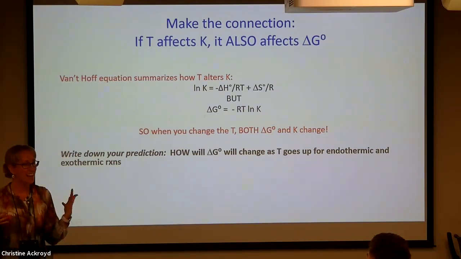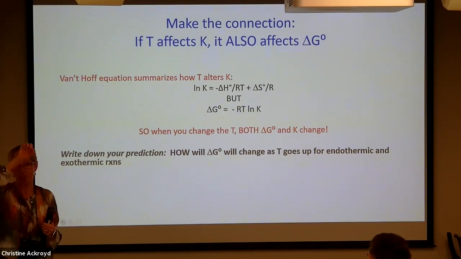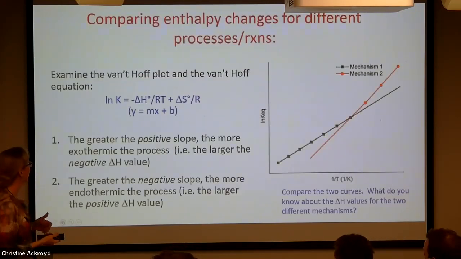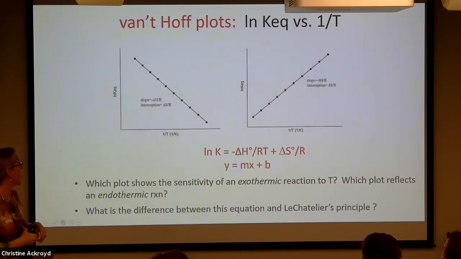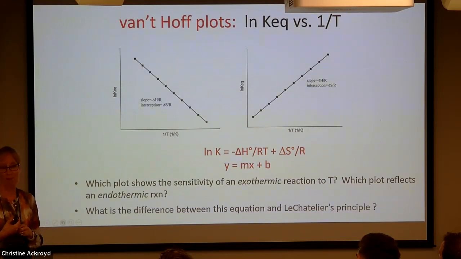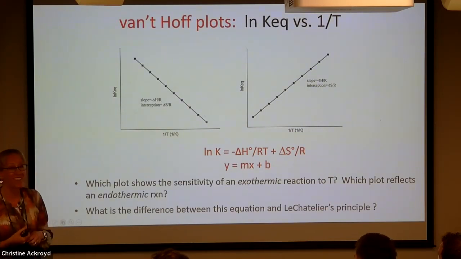That's a classic kind of test question, right? Where you have to track all the different connections. I could show you a Van't Hoff plot and ask you what happens to the sign of delta G naught as the temperature goes up or the temperature goes down. I don't think I've ever asked a question like that, but that would be a good one.